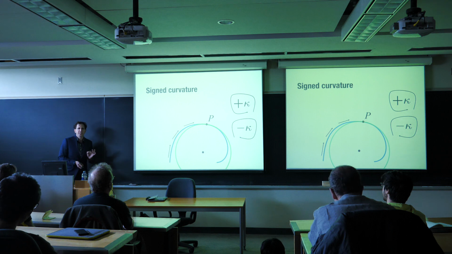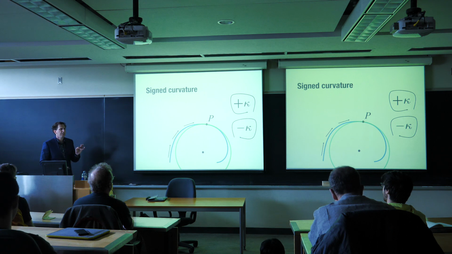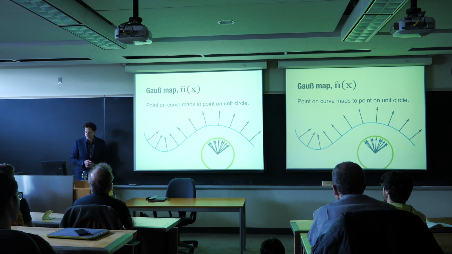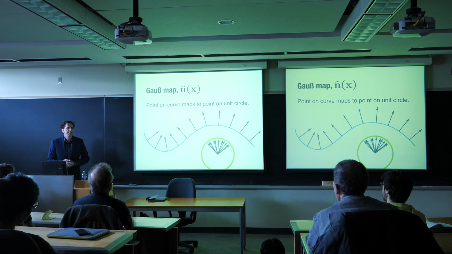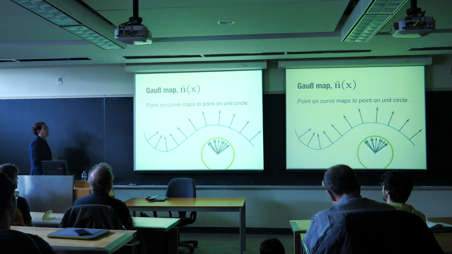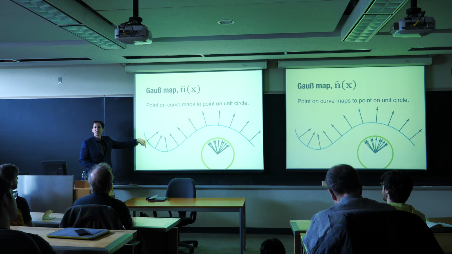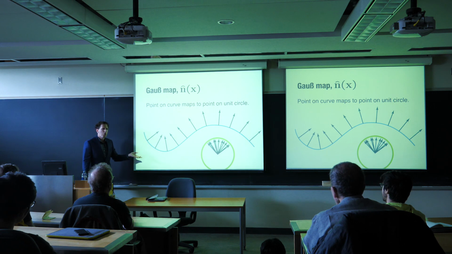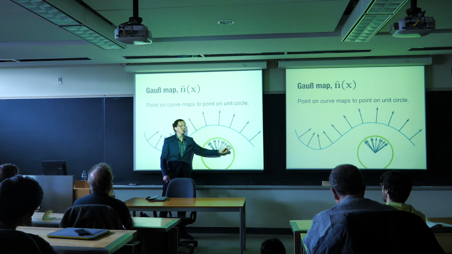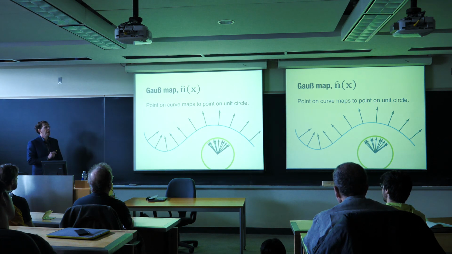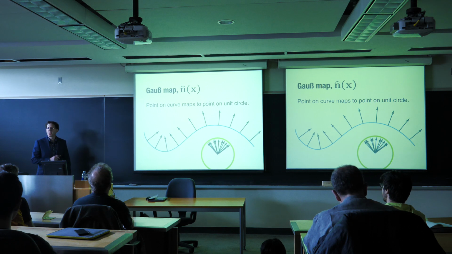Now, this curvature is an inherently local quantity on the curve, but it can be related to some global aspects of the curve. To do that, let's think about the Gaussian image of the curve. For every point on the curve, if I think of the tangent to the curve, I can rotate it 90 degrees counterclockwise relative to the sense of traversal. I get a unit normal vector, and I can identify that with a point on the unit circle. So now my entire curve maps to some traversal of the unit circle.